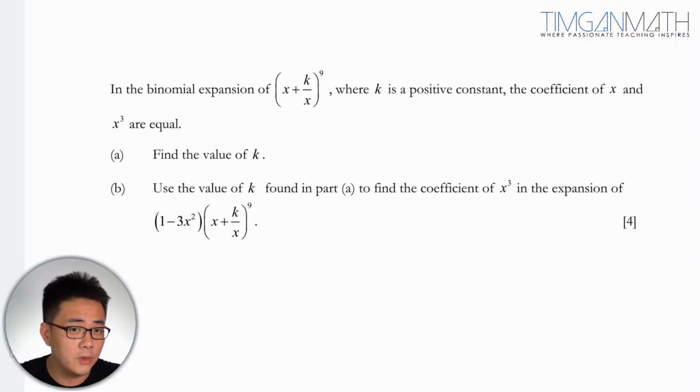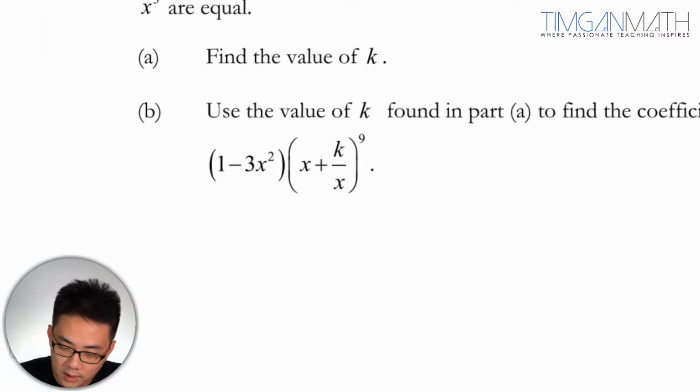So let's look at this question here, which is on binomial expansion. Let's see if we can do this proficiently. So you're given that in the binomial expansion of this, where k is a positive constant, this is important, the coefficients of x and x cubed are equal. Find the value of k. Okay, great.